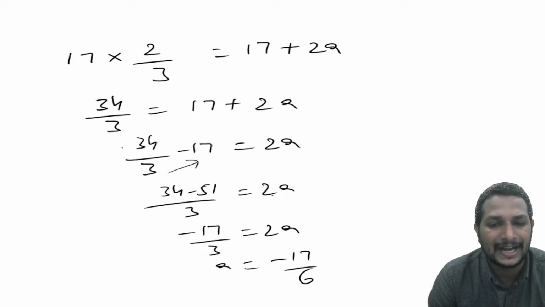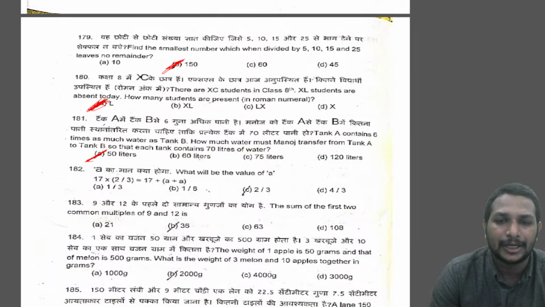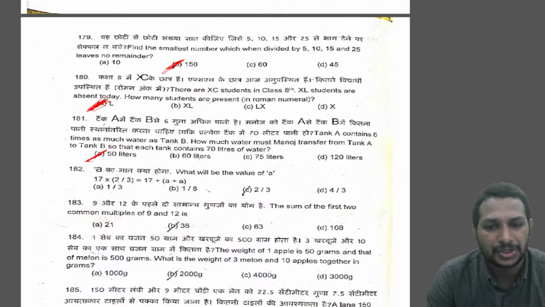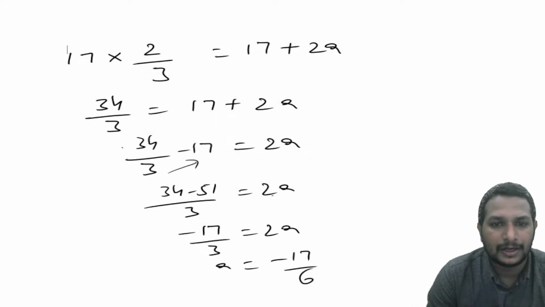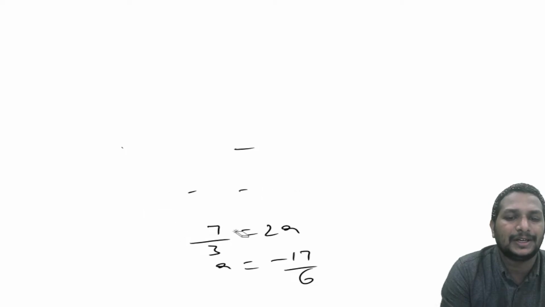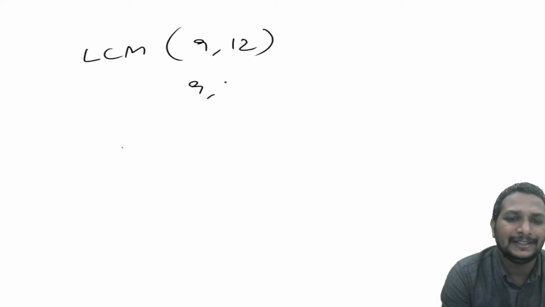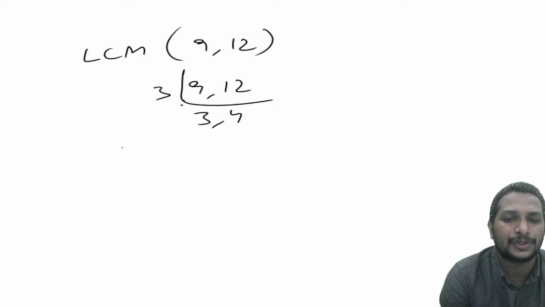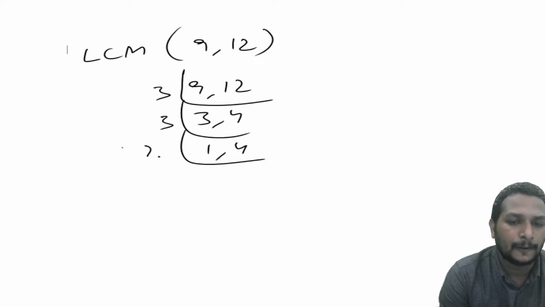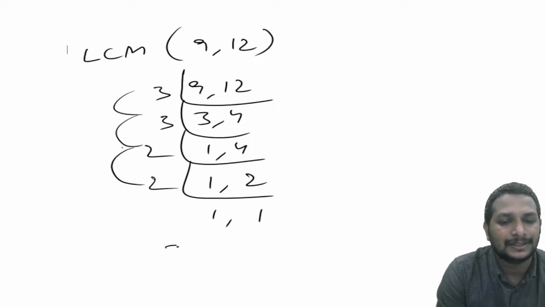Question number 183. In this question number 183, sum of first two common multiples of 9 and 12. Common multiples of 9 and 12. As you mentioned the common multiple, we just need to find out the LCM of 9 and 12. Common multiples means LCM of 9 and 12. We are getting the LCM as 3 into 3 into 4, 3 into 3 is 9, 9 into 4 is 36. We got the LCM as 36.